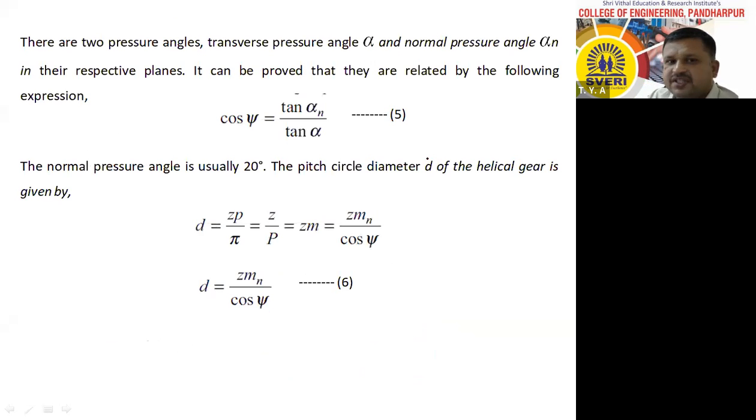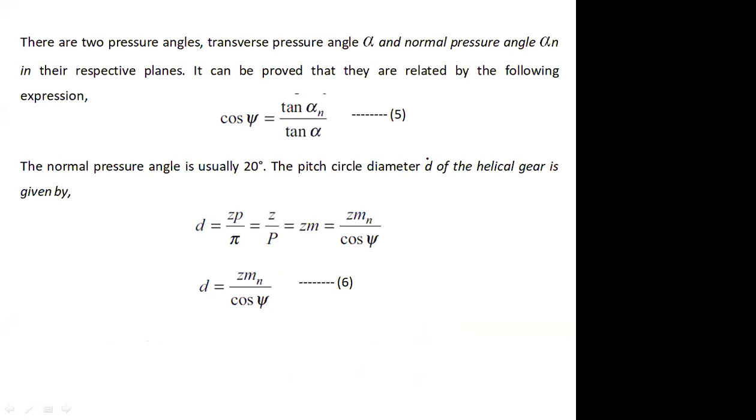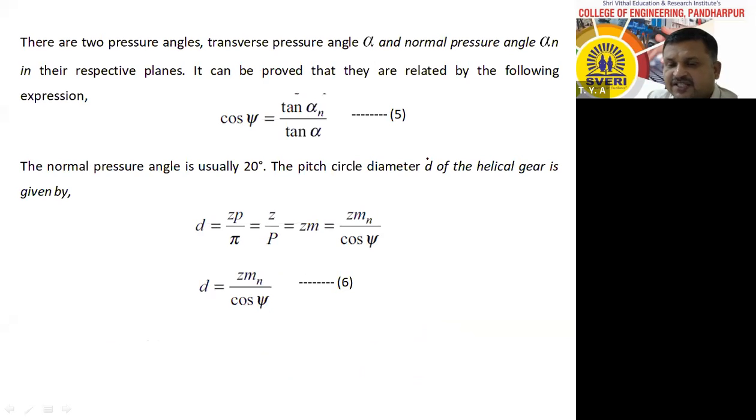Now write down there are two pressure angles in case of helical gear. First is transverse pressure angle alpha. And second, normal pressure angle alpha n.